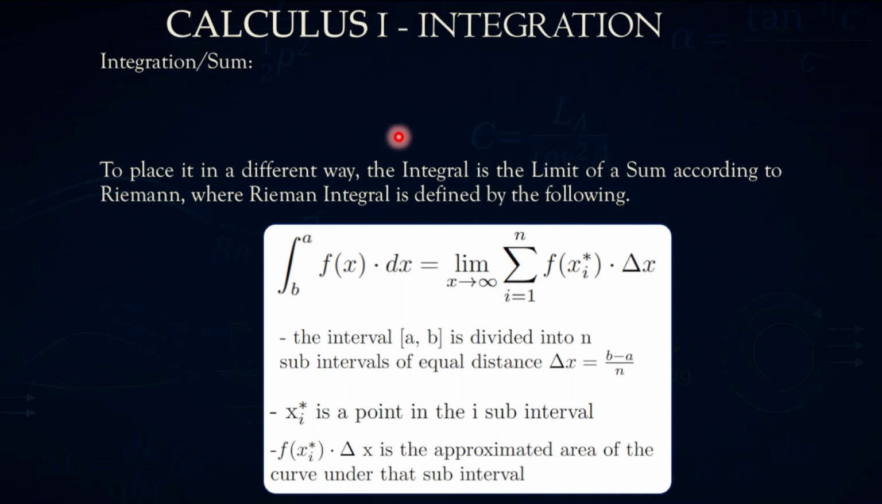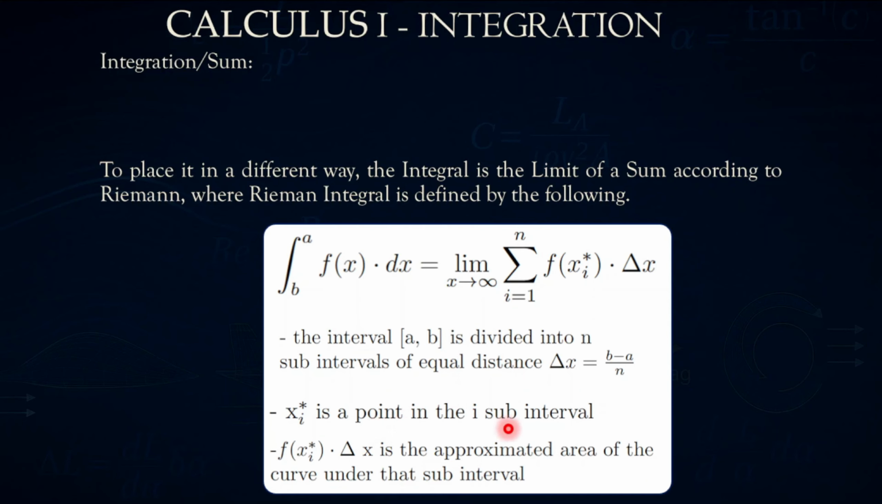To say it in a different way, the integral is the limit of a sum according to Riemann, where the Riemann integral is defined by the following. It is the sum of all small areas defined by f(xi), where xi is a point, like a coordinate on the x-axis, f(xi) is the height at that point, times delta x, where delta x is the step. This is the sum, as n goes to infinity, of all the small areas between i equal 1 and i equal n. The interval [a, b] is divided into n subintervals of equal distance. Delta x equal (b minus a) divided by n.